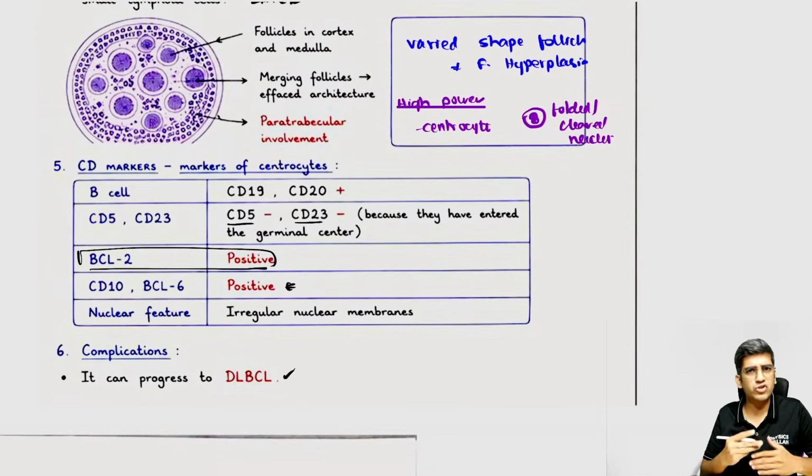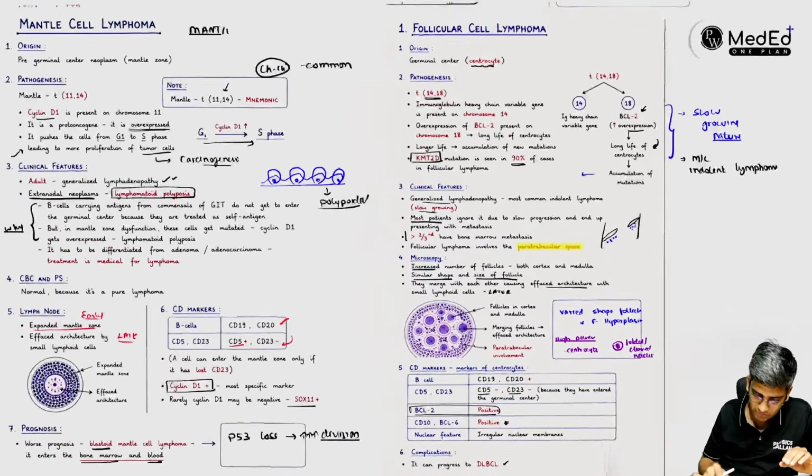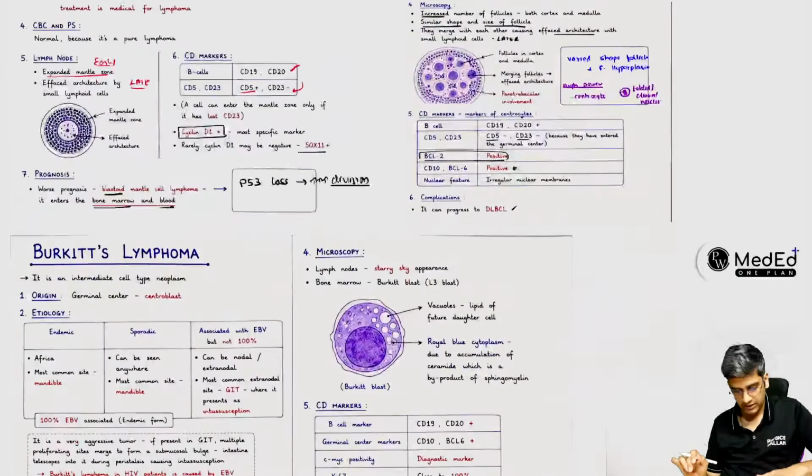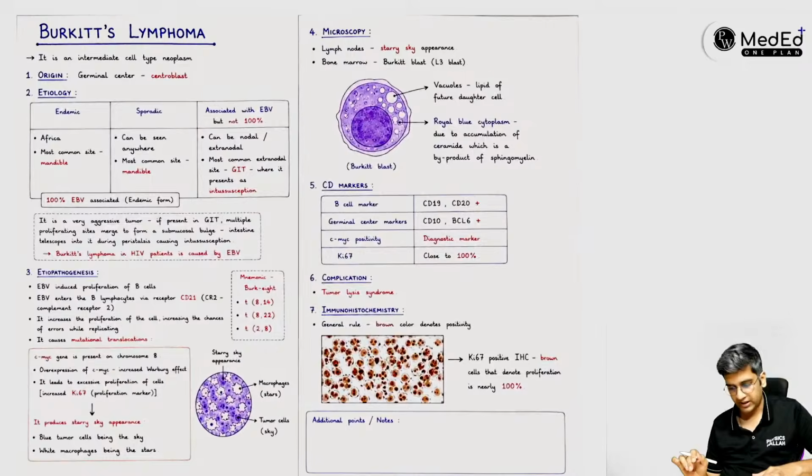This also can progress to DLBCL. That's one of the complications of follicular lymphoma, fine? Done. So we know about follicular lymphoma, we know about mantle cell lymphoma as well. Fine. So we saw CLL, we saw mantle, and we saw follicular lymphoma. Now let's go to the next big guy, Burkitt.